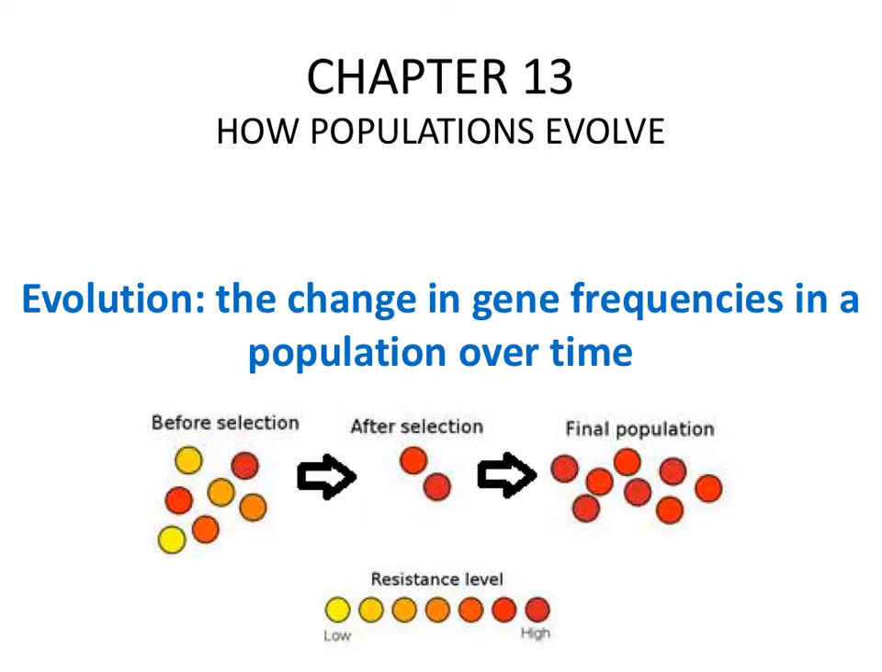So chapter 13 is all about how populations evolve. Kind of starting off, the definition of evolution is a change in gene frequencies over time. We'll get into what a gene is in just a second, but the idea is that evolution can be shown with data. On the picture here, there are some organisms.